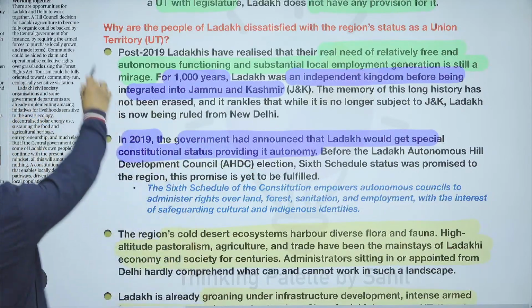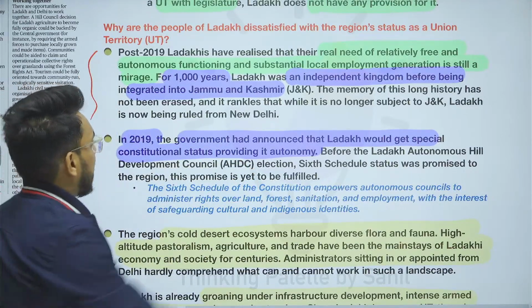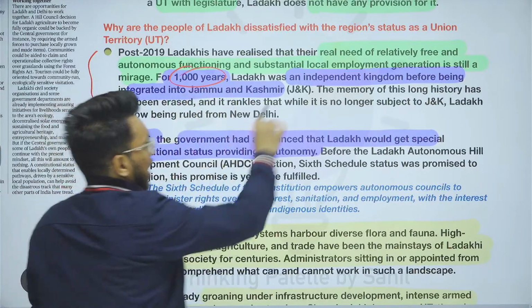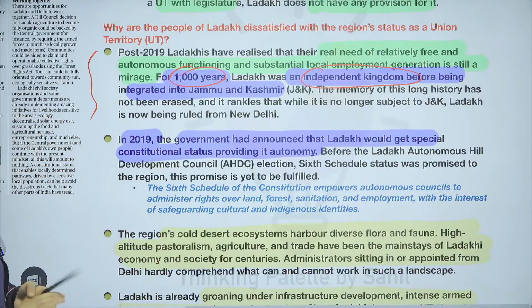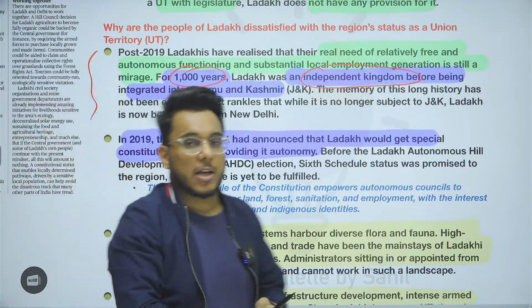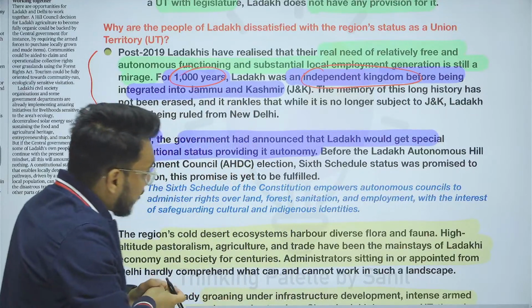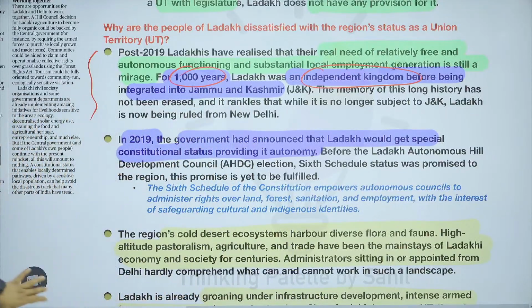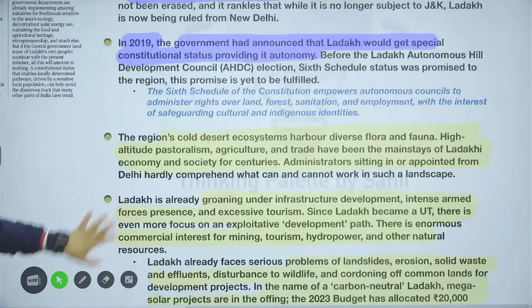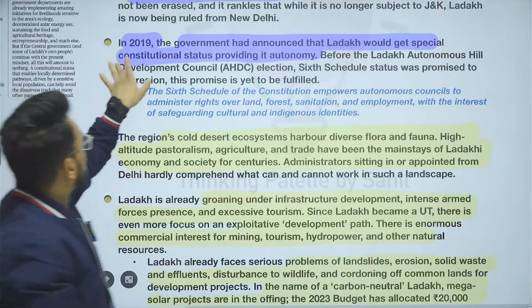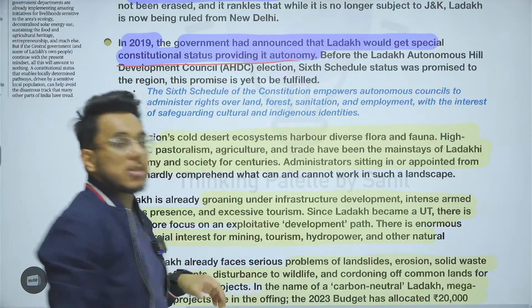Now, if we talk about Ladakh, for 1000 years, Ladakh was an independent kingdom before it became part of Jammu and Kashmir. There has been a long history of Ladakh governing its own matters. Now they again want that particular power. And in 2019, the government also announced that Ladakh would get a special constitutional status for protecting its autonomy.